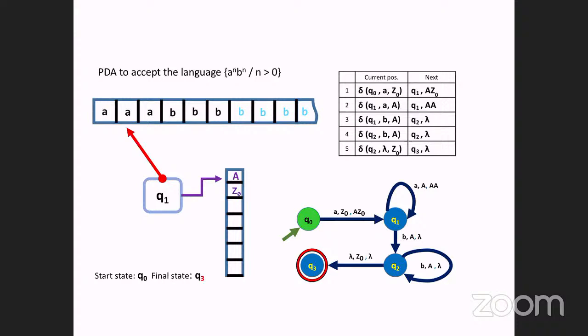Now look carefully. This transition is applicable. The next move. I repeat, in step 1, A is placed. One more A is placed now. Now, for the third A, the same rule is applicable. One more A is placed.